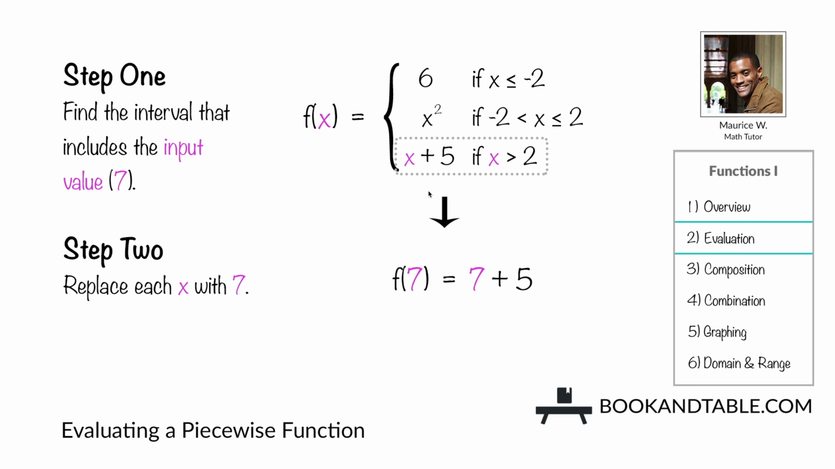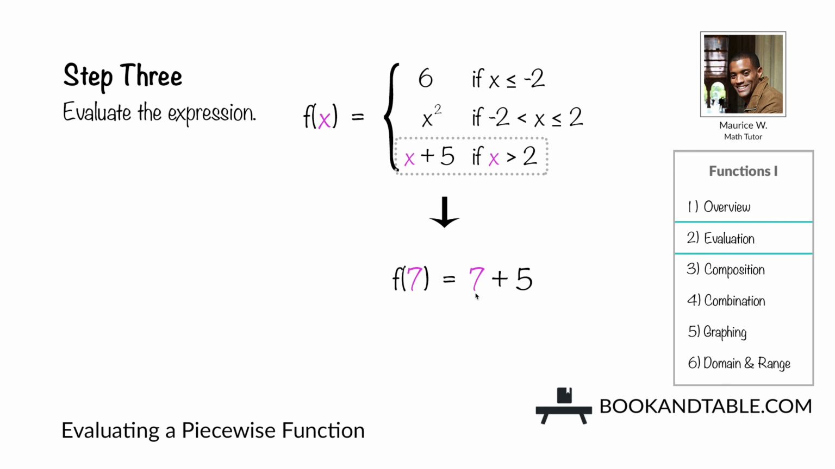And again, for the third example, we had 7 as the input. And for the intervals, we see 7 is larger than 2. So we want to use x plus 5 to represent the function f. And now we want to replace each x with 7. So that's how we get f of 7 is equal to 7 plus 5. And now that we've replaced x with 7, we want to evaluate the expression 7 plus 5, which should be equal to 12.